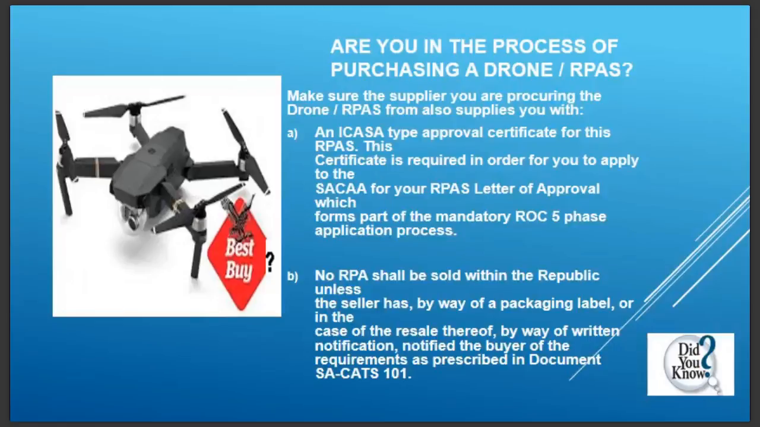If you have personally imported or been given the RPA as a gift and you do not have a type approval certification from ICASA, you would be obligated to apply directly with ICASA for the type approval certification before having to apply for the RPAS letter of approval with the CAA. It is important to note that no RPAS shall be operated under more than one ROC at any time, and that all RPAs need to be registered under the particular ROC's name before it may be operated legally.